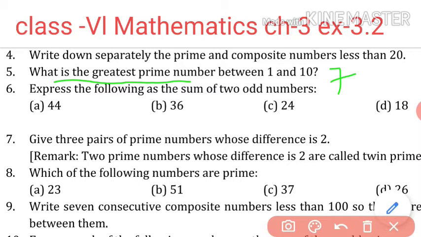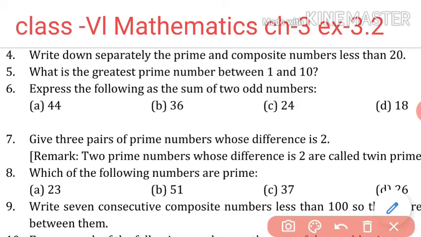So what are the prime numbers between 1 and 10? What were the primes? 2, 3, 5 and 7. So which is greater here? 7 is greater. So the answer is what? 7. 7 is the greatest prime number between 1 and 10. Now the next question is 6.